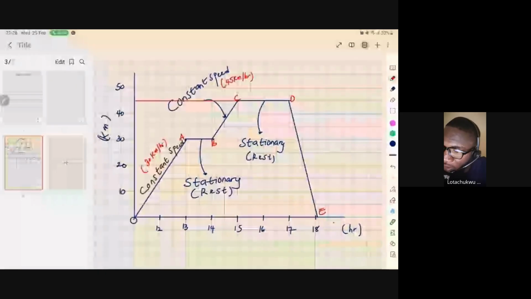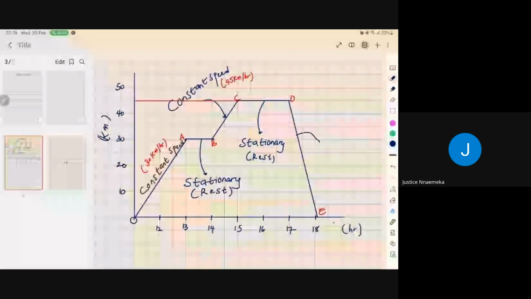Right. Now, this time around, here as well, speed as well, constant speed. So that's how to actually represent. That's what these lines on the distance time graph represent.